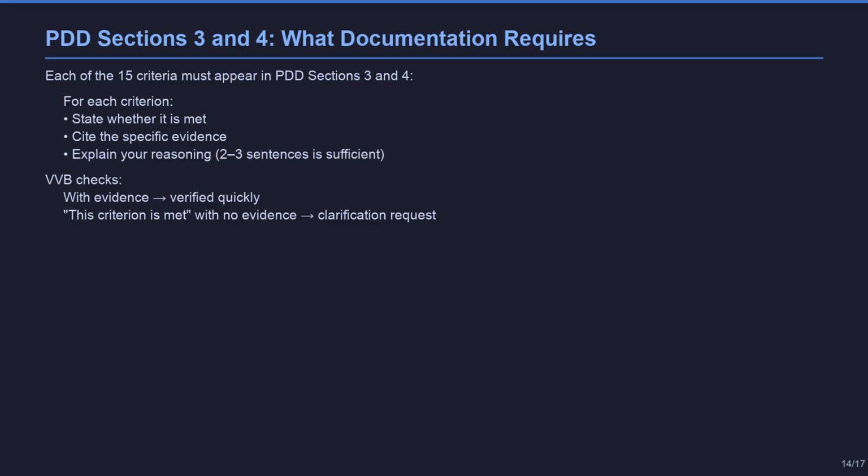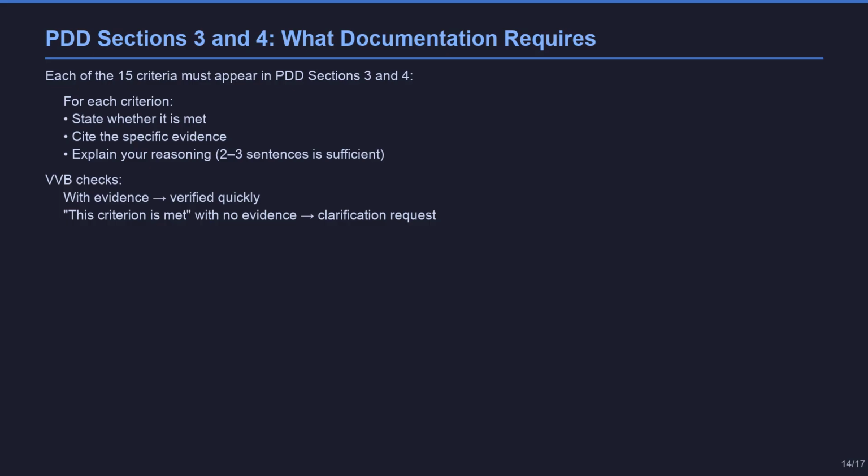For each criterion, state whether it's met, cite the evidence, and explain your reasoning. This does not need to be long. 2 to 3 sentences per criterion is sufficient, but it must be explicit. The VVB will check each one. Criteria where you've provided evidence get verified quickly. Criteria where you've only stated the criterion is met without citing evidence will generate a clarification request.